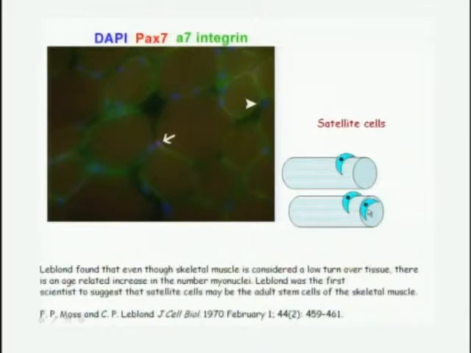But if he followed the cells 48 hours later, he noticed that there were some labeled myonuclei inside the myofibers, and some remained labeled in the satellite cell position. So he made the assumption, which was correct at the moment, that the satellite cells would divide and give rise to cells that would fuse with the myofibers, and that the satellite cells were the stem cells of the skeletal muscle. So this is the first evidence of stem cells in the skeletal muscle, from studies done by LeBlanc in 1970.